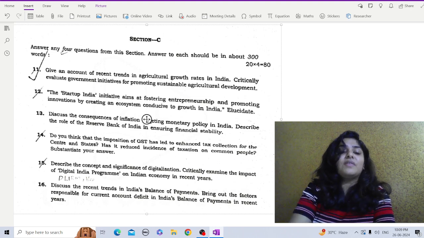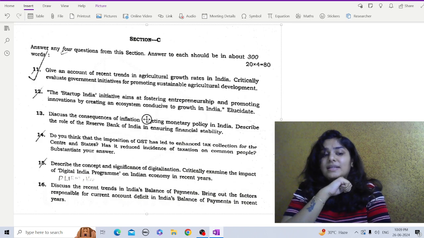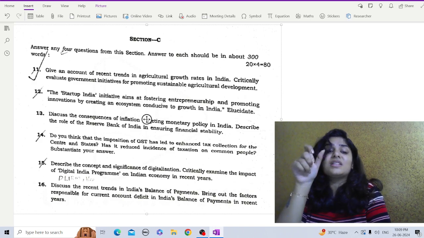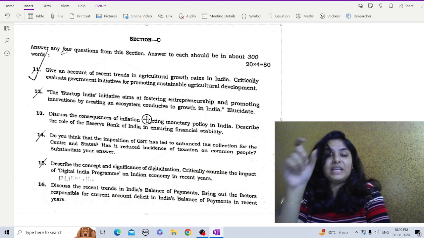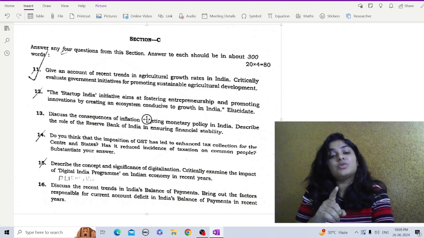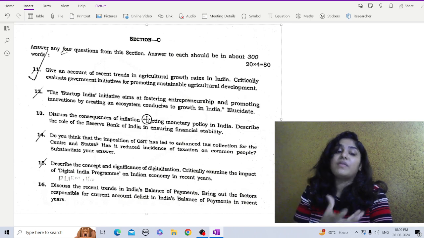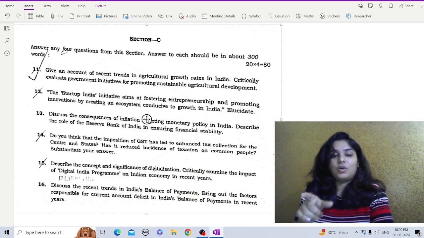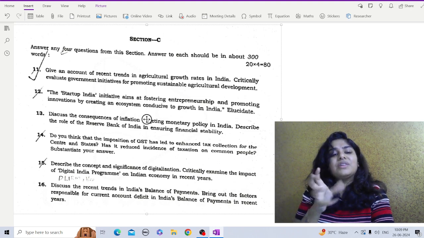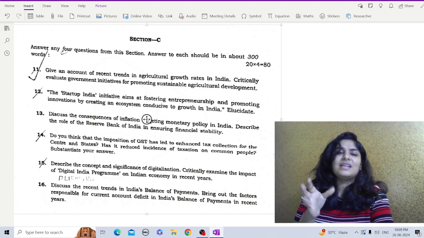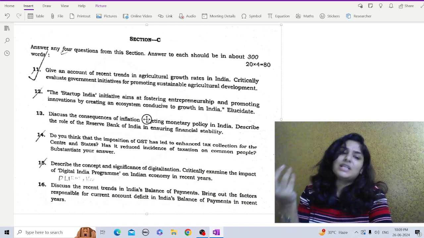Now, what is the impact of Digital India program on Indian economy? Let us discuss. First of all, you have to mention when this was launched. It was launched in 2015, and the aim of this program was to transform India into a digitally empowered society and knowledge economy. So its impact on the Indian economy in recent years can be assessed by the following points that I am going to discuss with all of you.